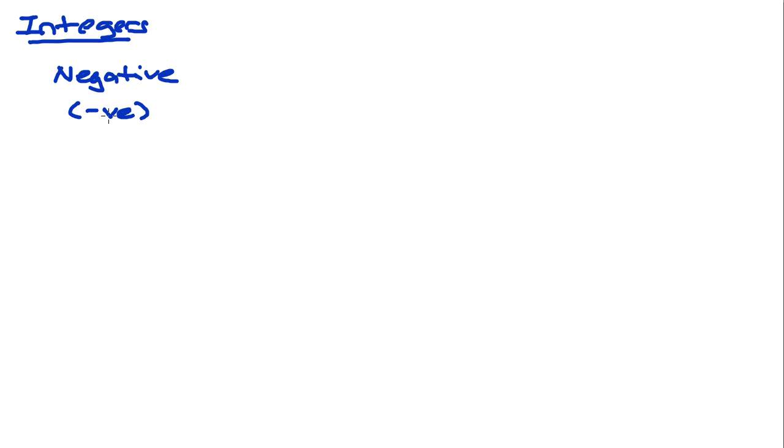So for today's video, we are going to look deeper into integers. Integers are whole numbers, and the first thing we're going to look at is negative numbers. In this video, I'm going to show negative numbers in the short form, which is a minus sign and then VE, so this means negative.